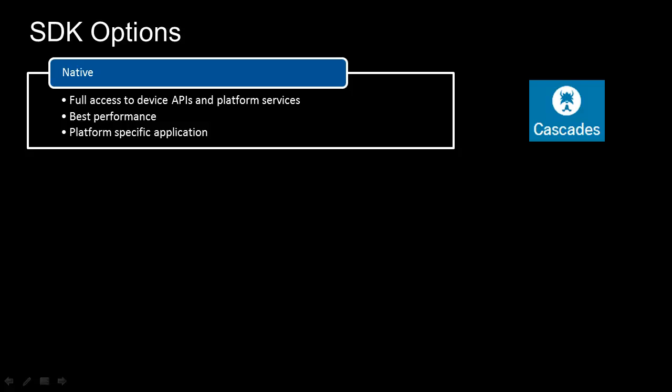Now, John and I considered native, BlackBerry WebWorks and pure HTML as our options, and we felt that the key points for each were as follows. Using the native SDK, we'd get full access to device, APIs, and platform services. So in other words, if it could be done, then we'd be able to do it through the native SDK. And we'd get the best performance possible as well. In fact, you can produce blisteringly fast code using the native SDK. But the result would be a platform-specific application that would only work on a BlackBerry 10 device.